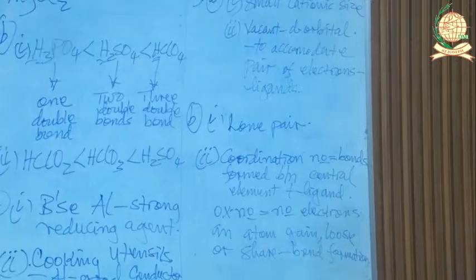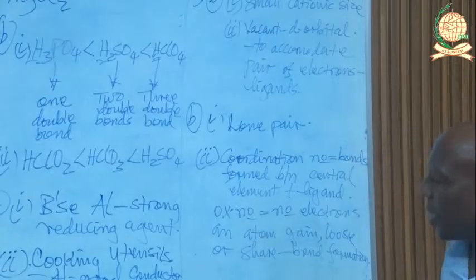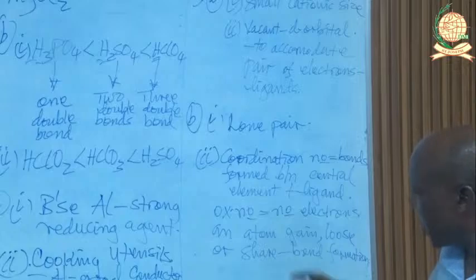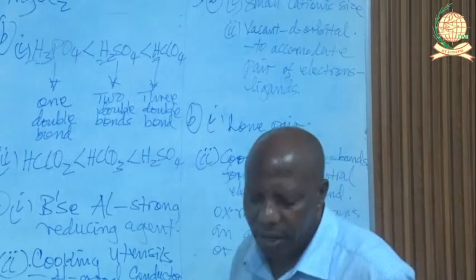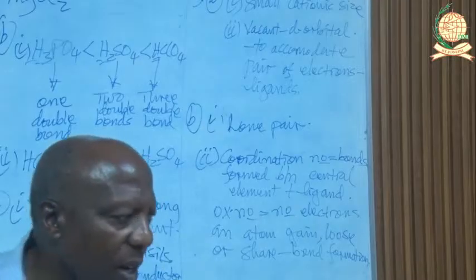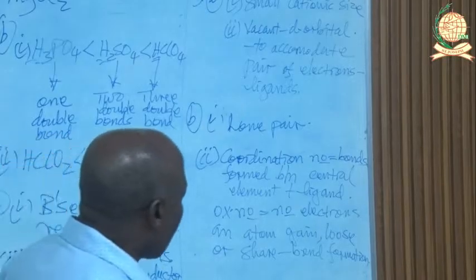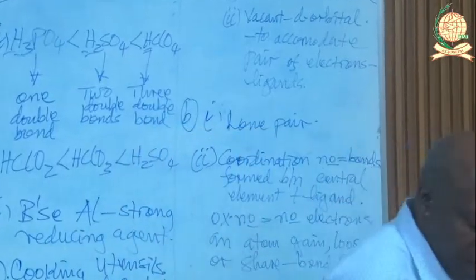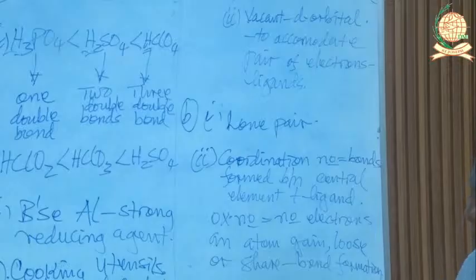For example, in the transition elements, the central metal element normally is a transition metal ion, and the ligands are chemical species with a pair of electrons. They can be negatively charged or they can be neutral. But the oxidation number is the number of electrons an atom shares, gains or loses during chemical reaction. That is why the oxidation number can be determined by counting the number of electrons an atom contributes during bonding formation.